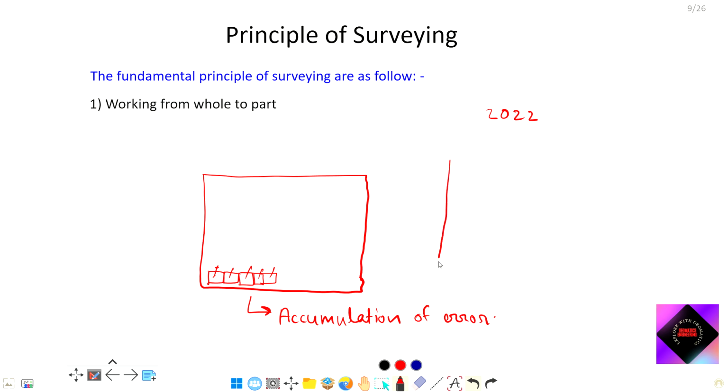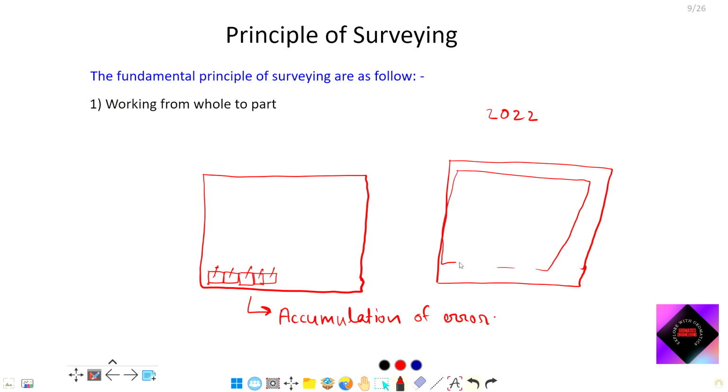To remove this accumulation of error, what a surveyor needs to do is measure the area in one go, or use some technique so that the maximum portion of area is covered at a time. For example, he measures this much of area, and this much of area. In this way accumulation will be less. For example, he measures this much of area in one go and then the remaining part in another attempt. So accumulation of error will be less.